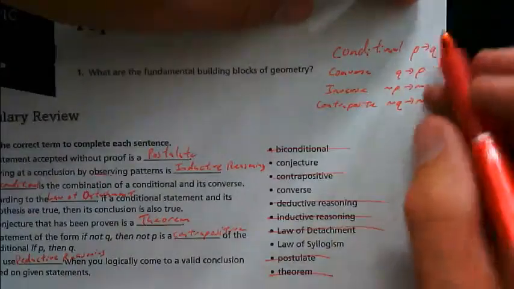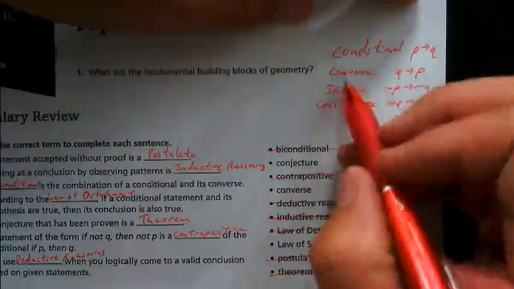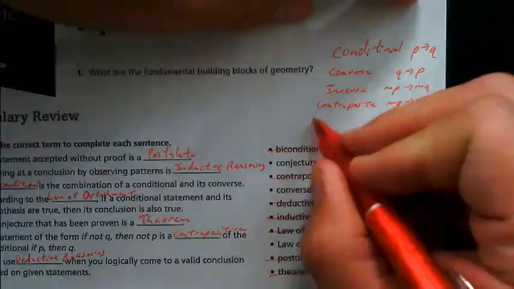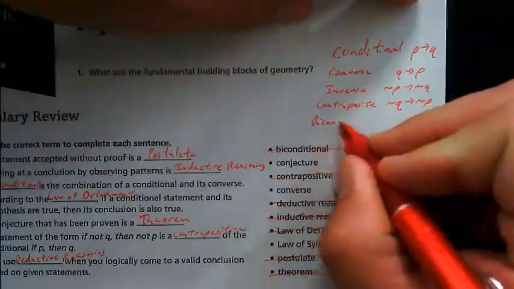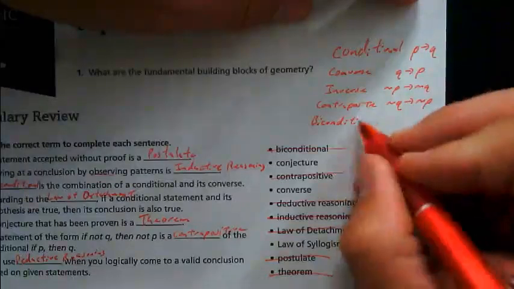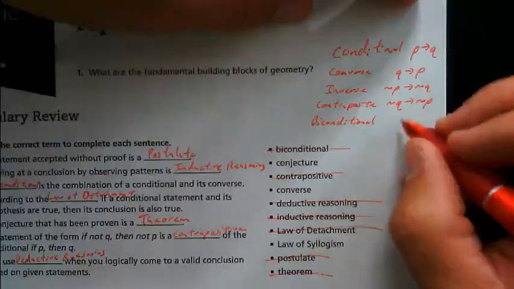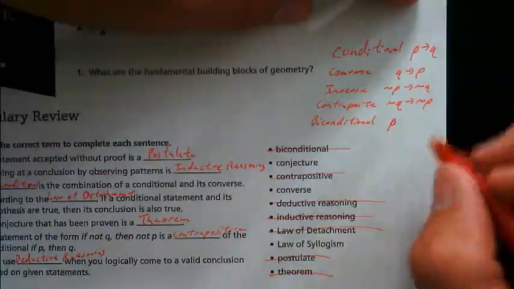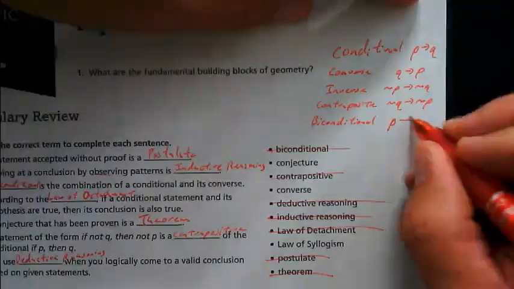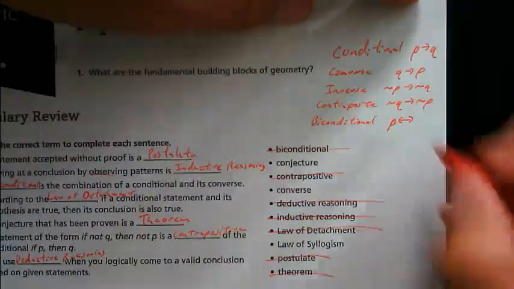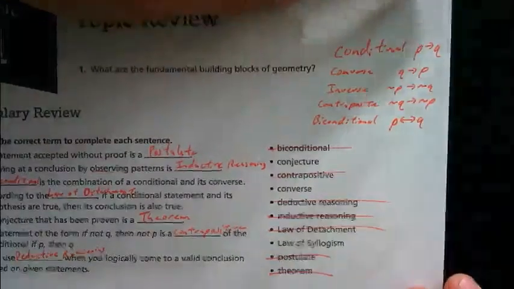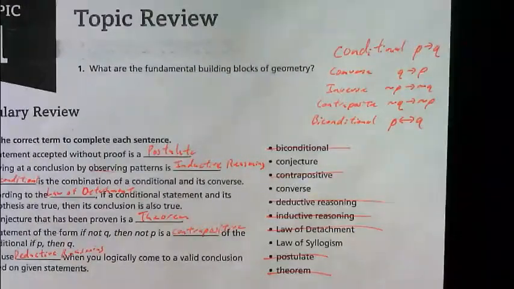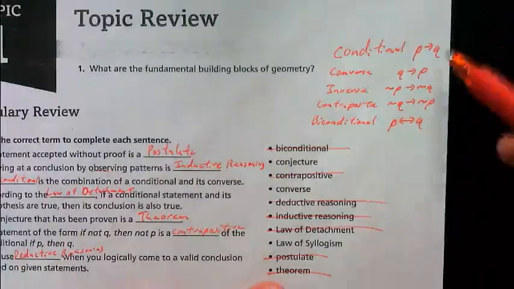And finally, you could also write a statement as a biconditional if the conditional and converse have the same truth value. For a biconditional, you can write P if and only if Q. So again, that's some shorthand notation that you should be familiar with. And if you're not, make sure that you are.